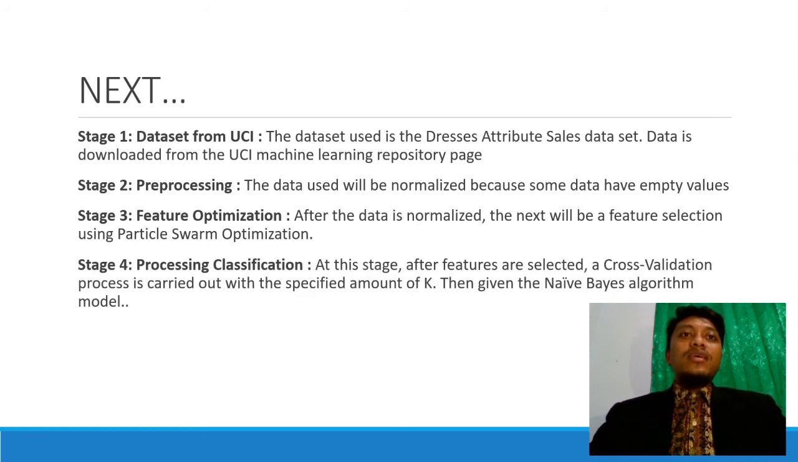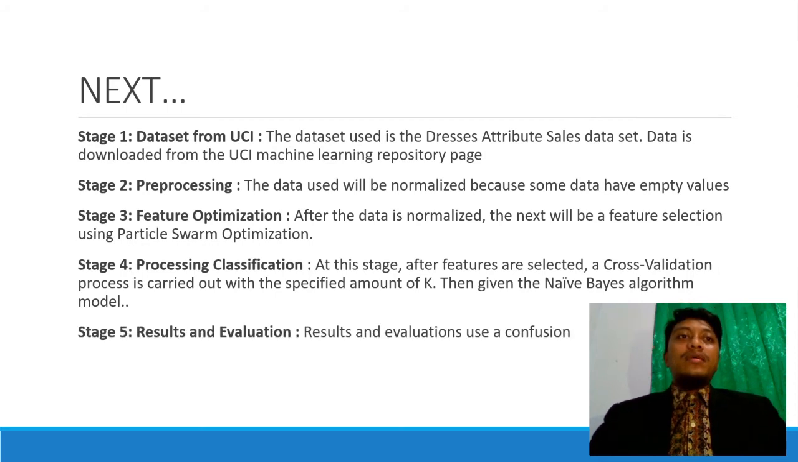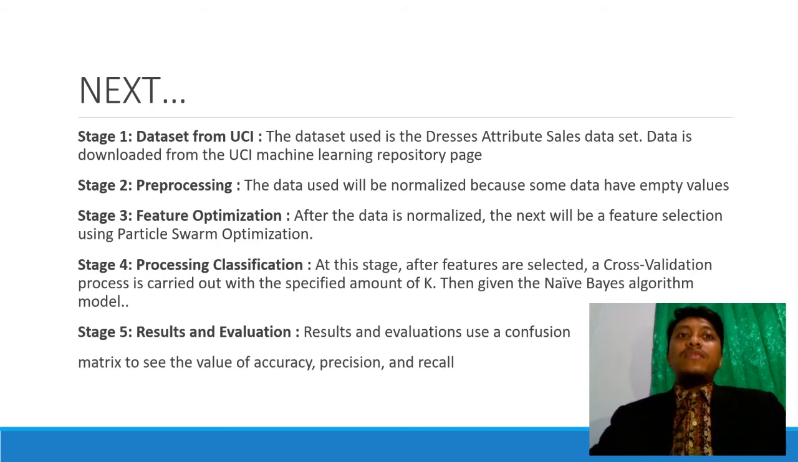Stage 4, classification processing. At this stage, after features are selected, a cross-validation process is carried out with a specific amount of K, then given the Naive Bayes algorithm model. Stage 5, result and evaluation. Result and evaluation use a confusion matrix to see the value of accuracy, precision, and recall.